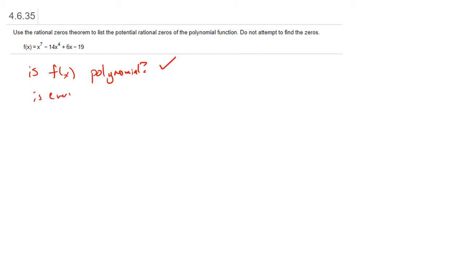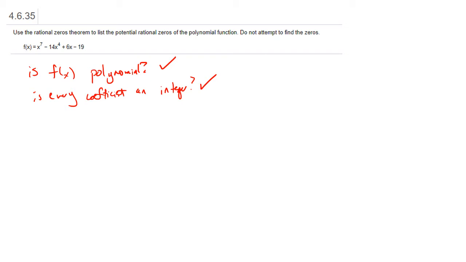Is every coefficient an integer? My coefficients in this case are 1, that's multiplying x to the 7th, and 1 is an integer. Negative 14 is multiplying x to the 4th, and negative 14 is an integer. 6 is multiplying x, and that's an integer. And negative 19 is the constant term, and that's an integer. So yes, every coefficient is an integer. If you don't have a polynomial, or if you have a polynomial where one or more of the coefficients aren't integers, then you cannot use the rational zeros theorem or the rational roots theorem.